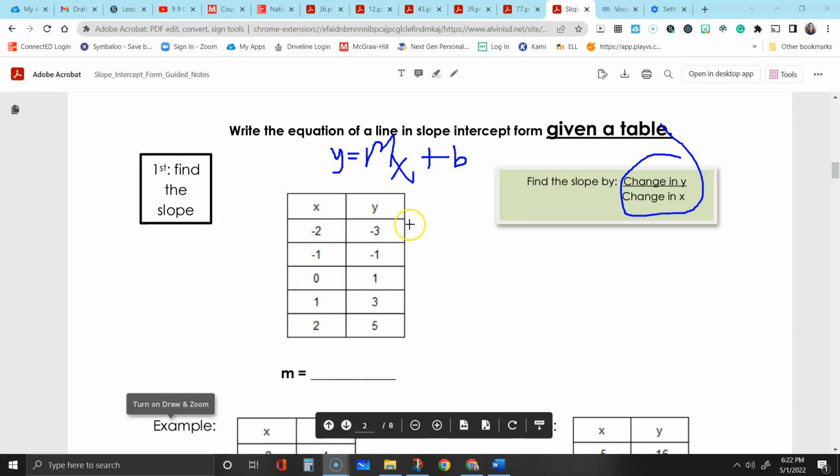So let's look at our y's. We go from -3 to -1, from -1 to 1, 1 to 3, 3 to 5. What are they doing here? They're adding 2. That's the change in y. Let's look at the x. We have -2 to -1, -1 to 0, 0 to 1, 1 to 2. We're adding 1. So your slope is going to be 2 over 1. Okay?